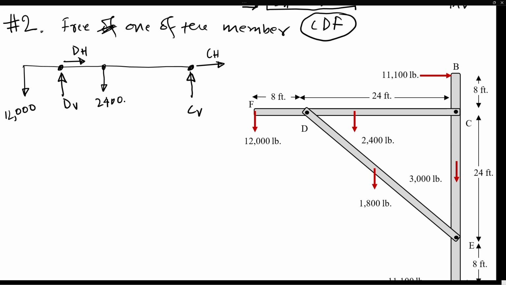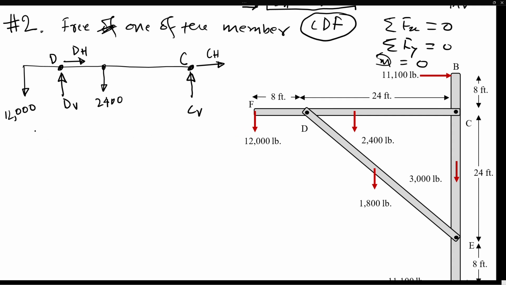Now we can apply our 3 equations. Summation of Fx is 0, summation of Fy is 0, and moment with respect to any point is also 0. Now you have 4 variables here, 2 variables at point D and 2 variables at point C. So we won't be able to solve all 4 variables from this free body. So we have to do the next free body, and there we'll be able to solve everything.